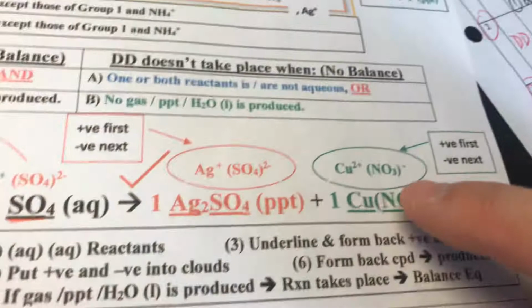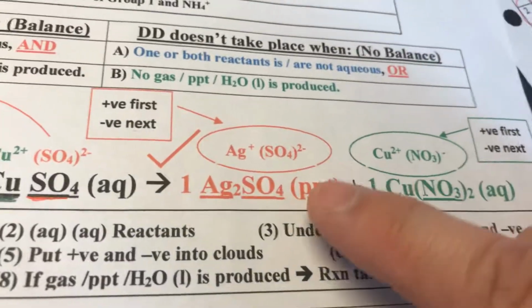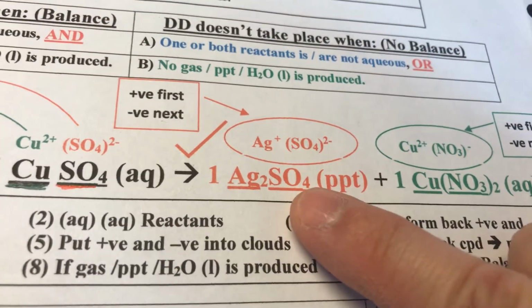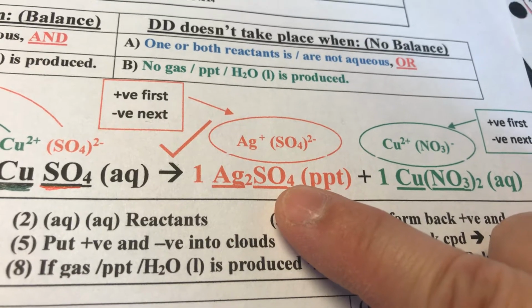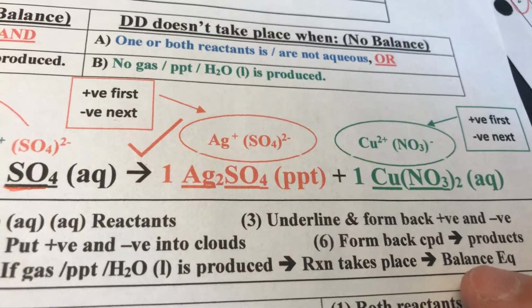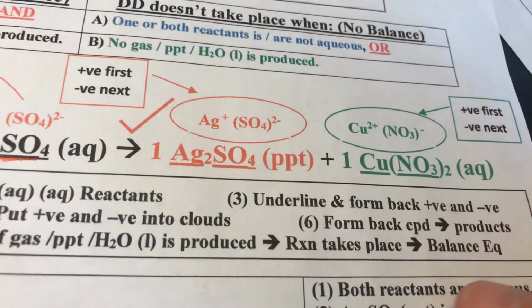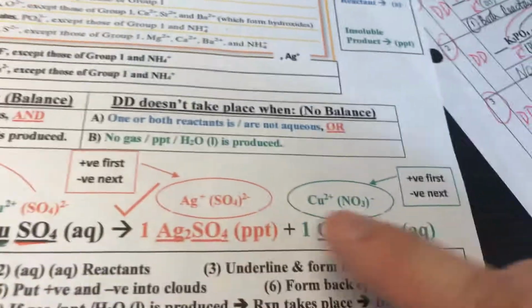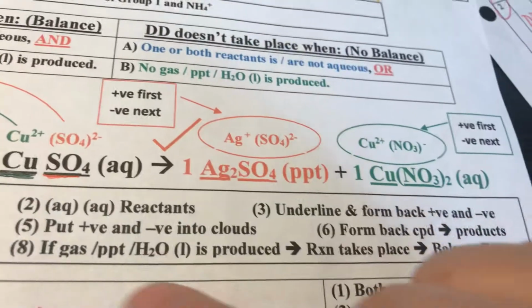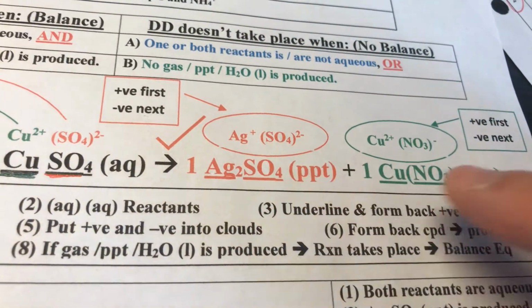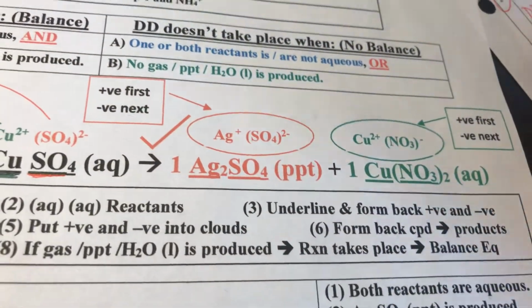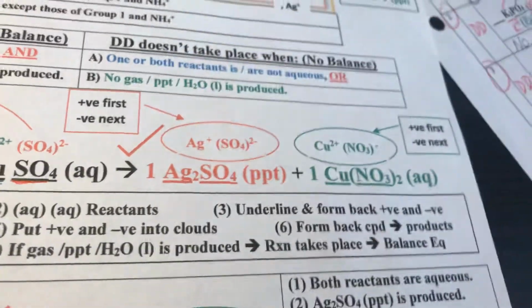And number 8, if one of the products is PPT, like this one is PPT, or gas or water is produced, then you will say reaction takes place. Okay, reaction takes place. I'm going to put a check mark there. Then I will go ahead to balance the equation. I balance 2, 1, 2, 2, 1, 1, 1. If gas and PPT and water are not produced, then there will be no reaction taking place, then there will be no balancing. So I will show you the example.